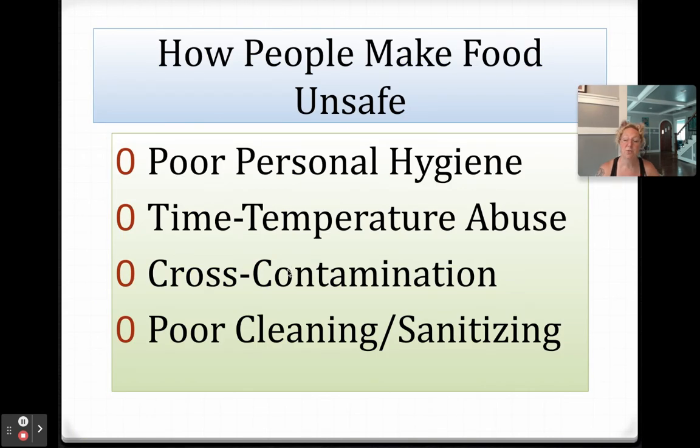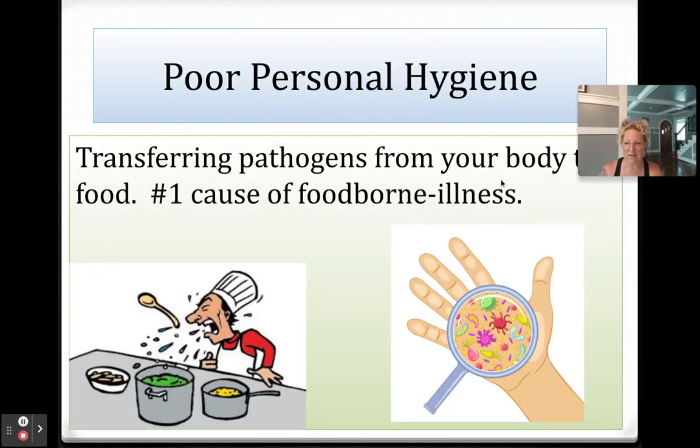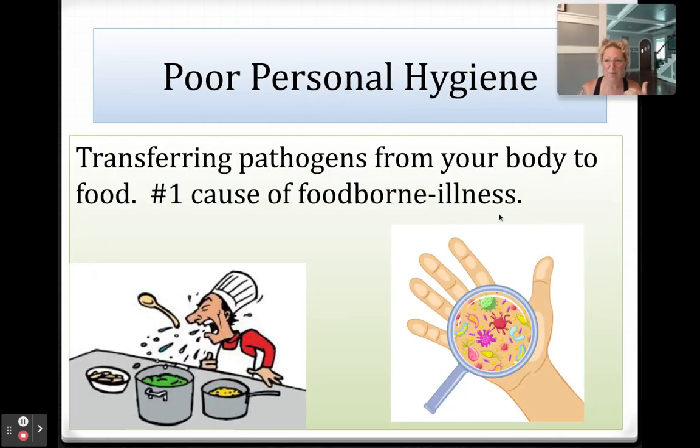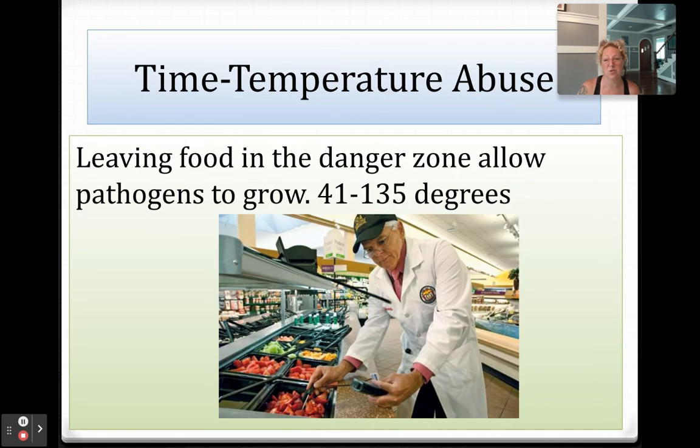So just to wrap it up: poor personal hygiene, time and temperature abuse, cross-contamination, poor cleaning and sanitizing. Pathogens come from the people. They come generally from your hands. This is the number one way we spread foodborne illness. It's generally not even from the meat or whatever people are worried about. It's from your hands, from touching all of the things that you touch.